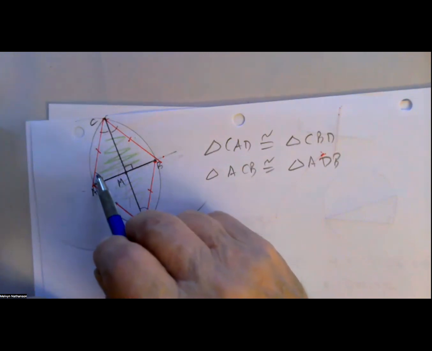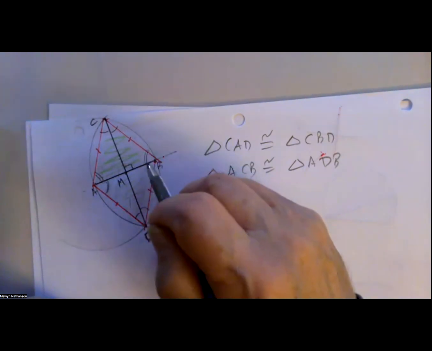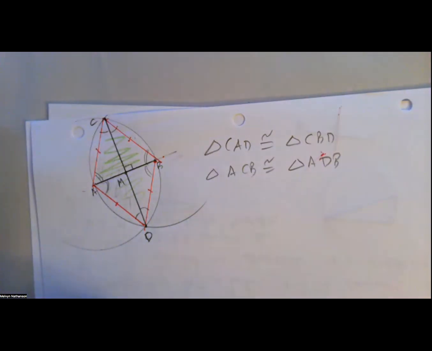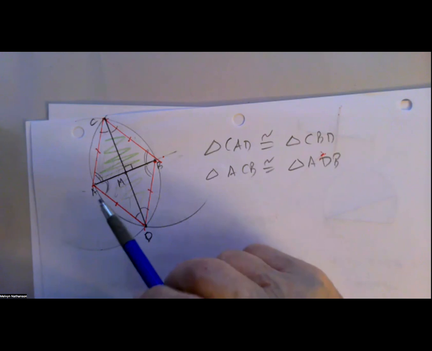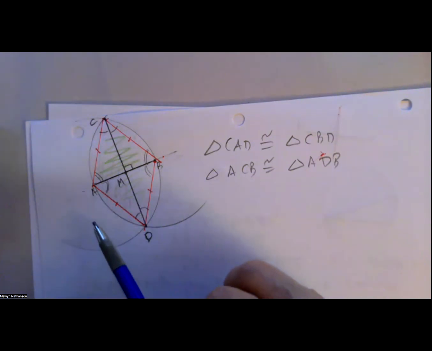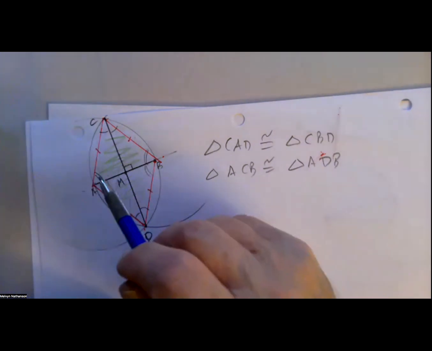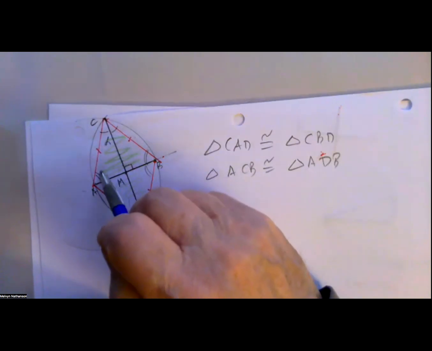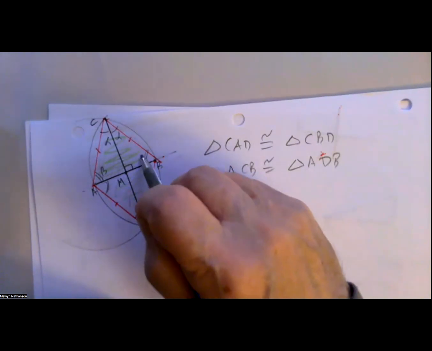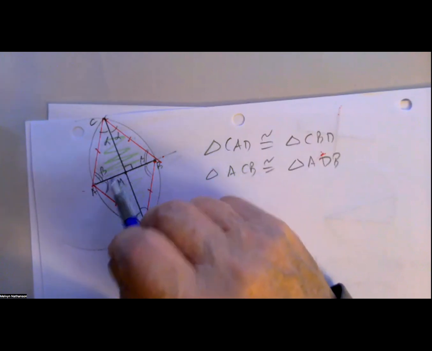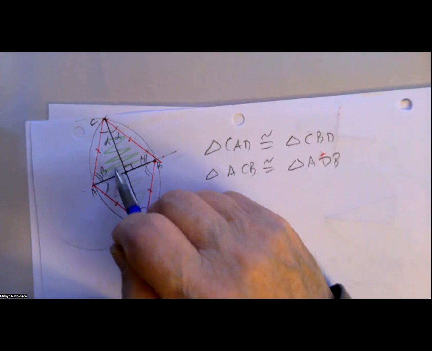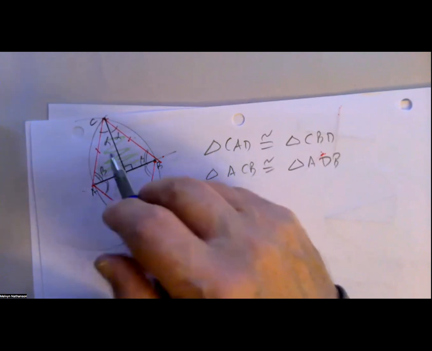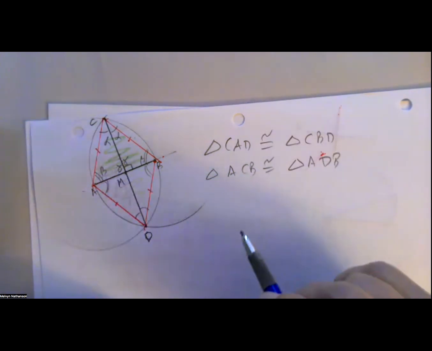So this angle equals this angle, and this angle equals this angle. And if you use the fact that the sum of the angles of a triangle is 180 degrees, if we call this angle alpha and this beta, then this is alpha and this is beta. And this angle is 180 minus alpha plus beta, and this angle is 180 minus alpha plus beta. So these two angles are equal.